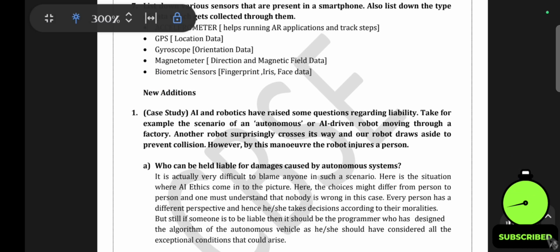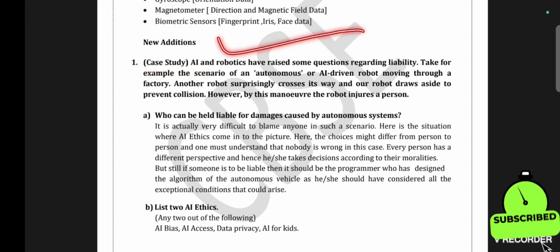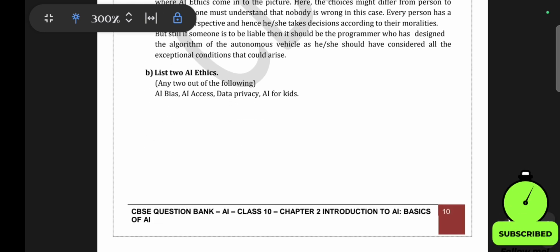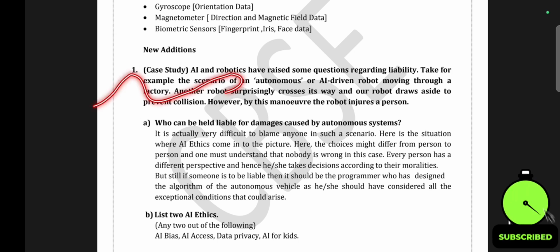Next question is now some case-based question. Let us discuss some new edition case-based question. Here we are having just one case-based question, but this is a very important case-based question. It may not come, but a similar case-based question will come in your exam. Maybe it will come.